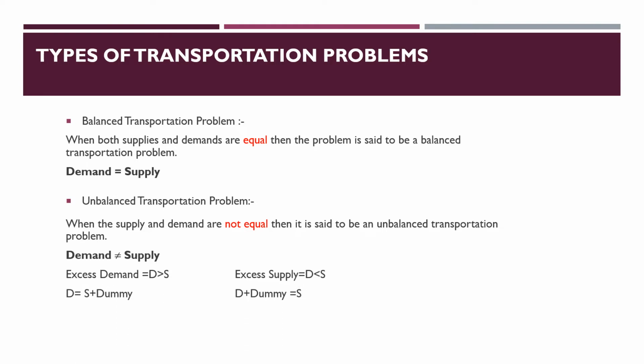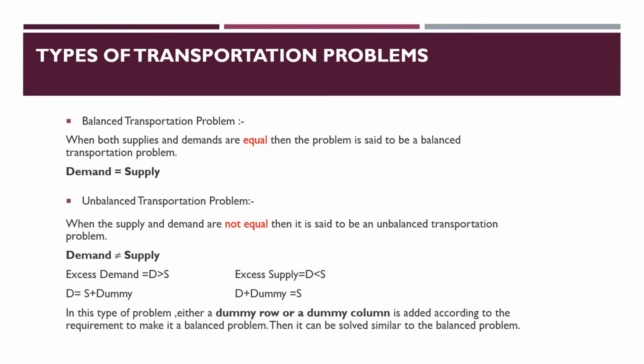In an unbalanced transportation problem, there can be excess demand or excess supply, which means demand can be greater than supply. In the excess supply, the supply may be greater than the demand. In this case, to balance both sides, we are adding a dummy variable. In the excess demand, we are going to add the dummy to the supply side, and in the excess supply scenario, we are going to add the dummy to the demand side, making it into a balanced transportation problem so we can solve this question.